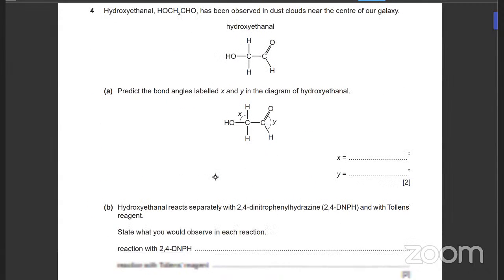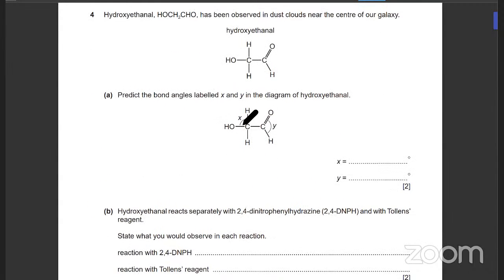Okay, then the last question: tell me the bond angles. What's the bond angle over here and over here? X, what is X? 109.5. This is tetrahedral. It's carbon. Its actual shape looks like this. It's 3 dimensions. That's 109.5, and this is. So where do we get 90?